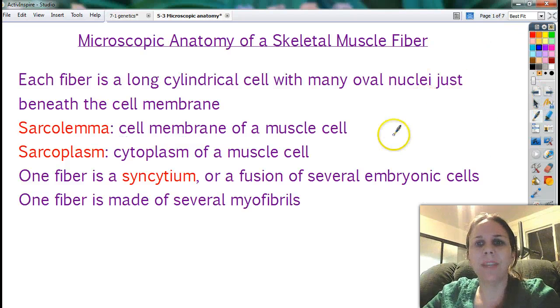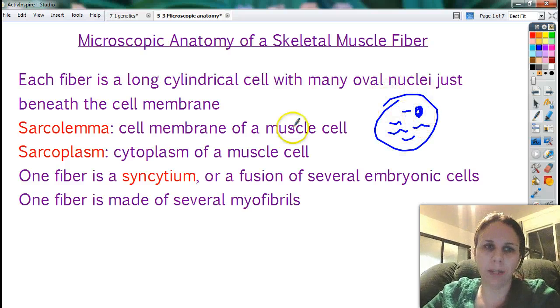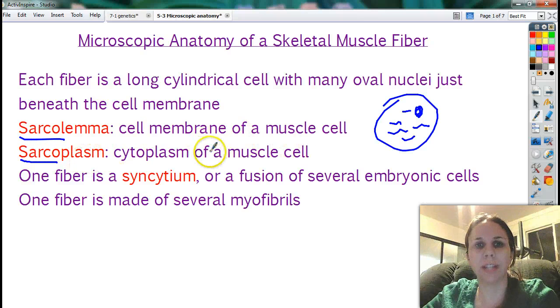Okay, then inside of the cell, here's a nucleus. We usually say that all this fluid in here is cytoplasm. Well, they can't call it cytoplasm. They have to call it sarcoplasm. Notice that the word sarco means muscle. So we've got sarcoplasm, which is the cytoplasm of a muscle cell. Not a whole lot of it. Why? Because there's too much junk inside of our muscle cells, so there's not enough room for it.